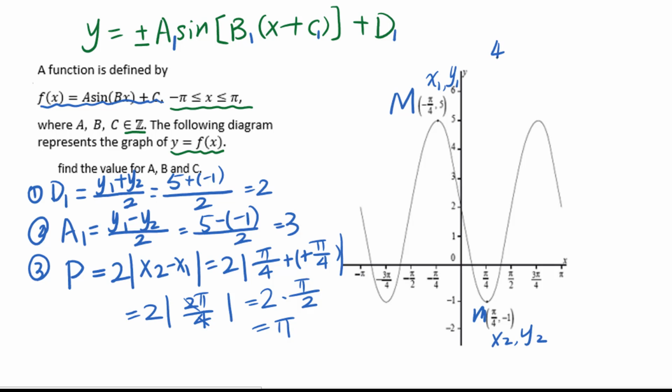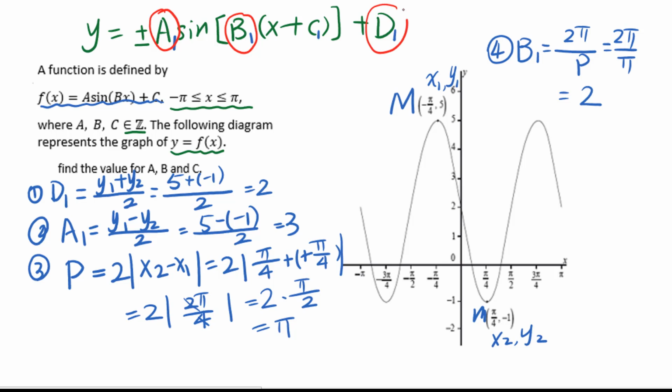The fourth step, we can figure out b1 equals 2 pi over P. Therefore, you will get 2 pi over pi equals 2. We have already figured out a1, b1, and d1.